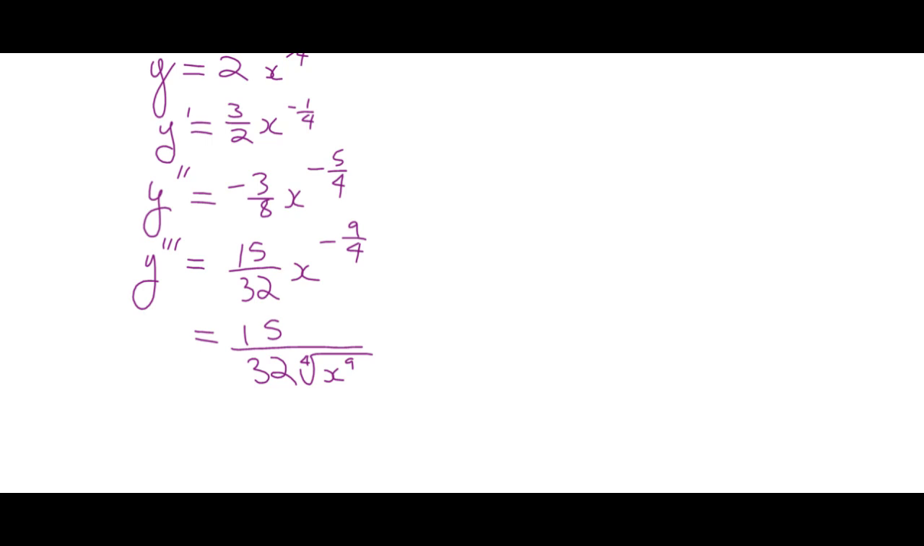Oh, but wait, x to the 9th holds within itself some 4th root, right? So what can we pull out? We can pull out a multiple of 4 that's lower than 9, which would be x to the 8th. So we think of x to the 9th as x to the 8th times x. We want the 4th root of x to the 8th, which is x squared. So y triple prime is 15 over 32 x squared times the fourth root of x.